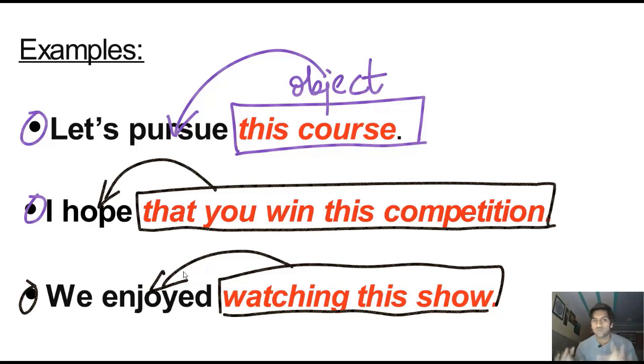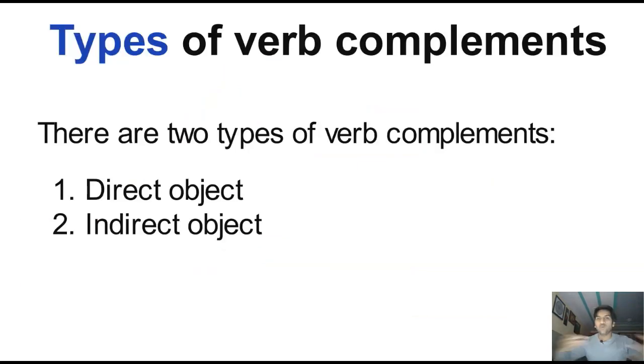All right. So now you know a verb complement is something that complements the verb, that completes the meaning of the verb, right? And without it, the sentence looks incomplete and does not render the intended meaning. You know this, right? Now, types of verb complements. There are two types of verb complements. Number one, direct object, which is the most common type of verb complement. Number two, indirect object. Let's talk about both of these separately.